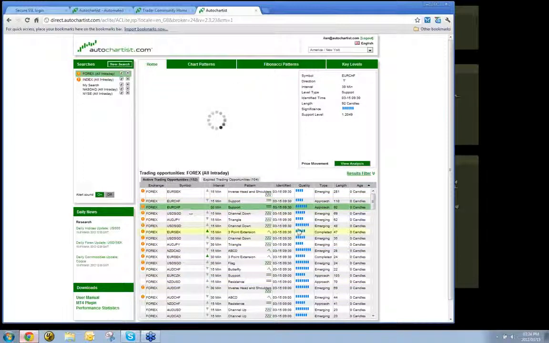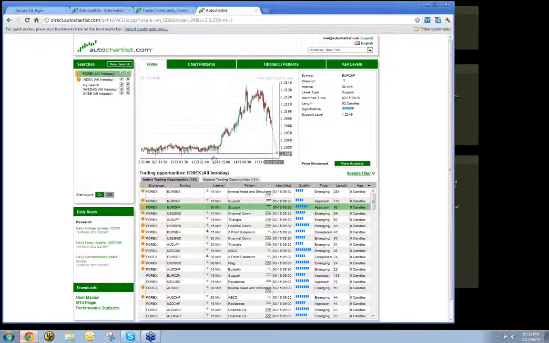Euro Swiss franc, Autochartist saying there was very strong support at 1.204, and it moved away from that support level and is now heading back down towards the support level, Euro Swiss franc.